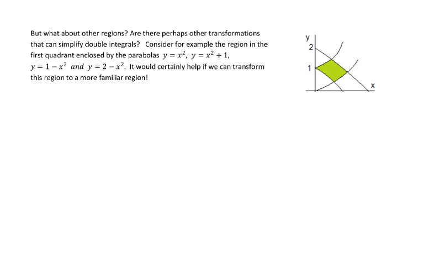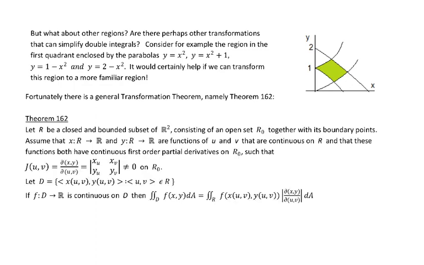Let us consider, for example, the region in the first quadrant enclosed by the parabolas y equals x squared, y equals x squared plus 1, y equals 1 minus x squared, and y equals 2 minus x squared. It would certainly help if we can transform this region into something a bit more familiar. Fortunately, there is a general transformation theorem which is given by our theorem 162. As you can see, the conditions of theorem 162 are exactly what we highlighted in our previous example.